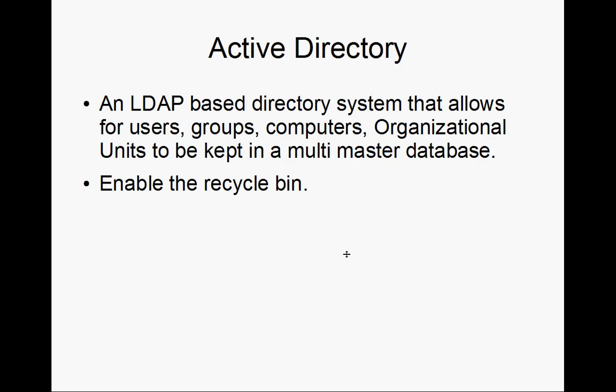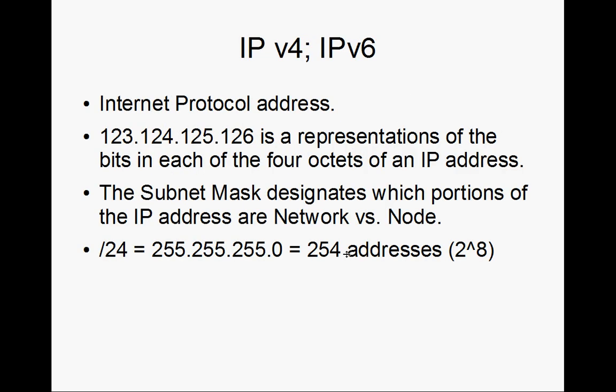Because a lot of organizations aren't using IPv6 yet, you can still get away with only knowing IPv4 for the most part. So, Internet Protocol addresses give every computer an address that can be reached by other computers. Some of the addresses are reserved, like 10 dot whatever or 192 dot etc. And you've got this dotted decimal notation, which is a representation of the 8 bits in each of the 4 octets of an IP address.